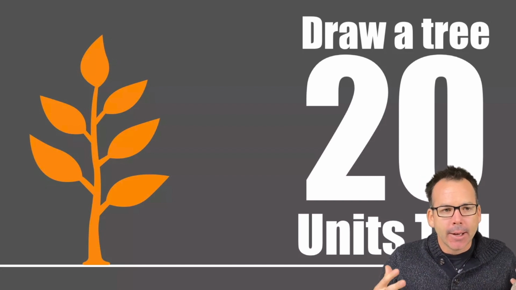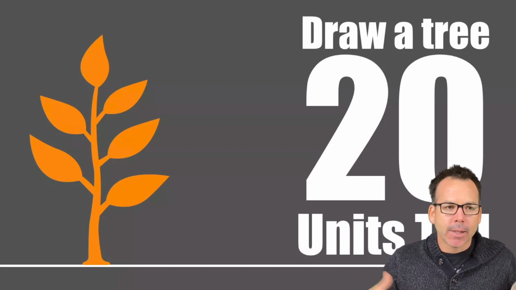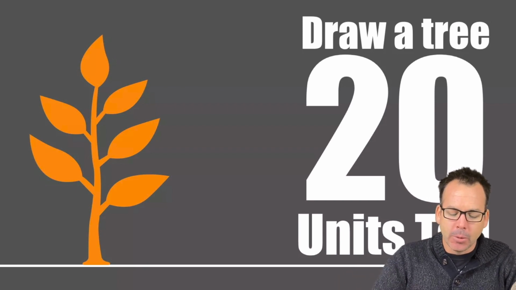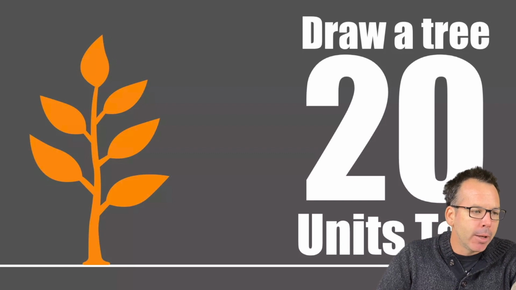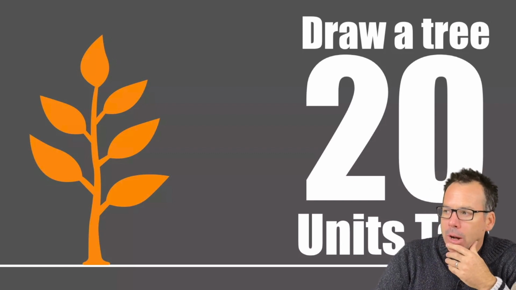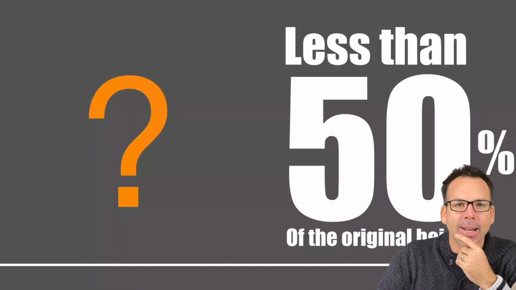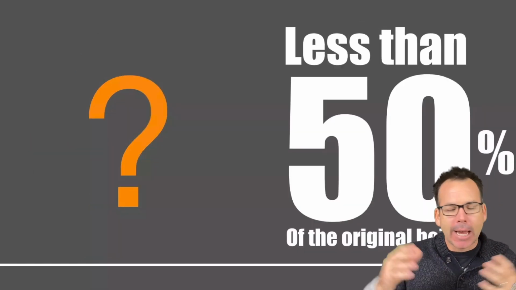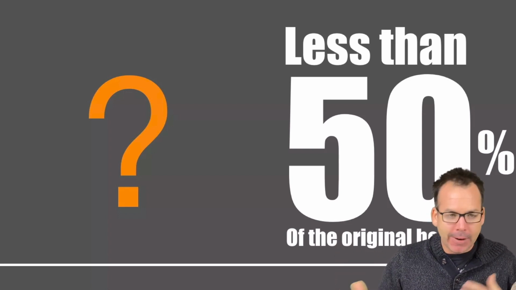White board flip charts are great because one side is clean and white, and the other side has a grid. So we used the grid side. They drew a tree 20 units tall, any tree they wanted, whatever it looked like. Then right beside it, I wanted them to draw a tree that was less than 50% of the height. This was a percentage lesson. I wanted students to understand how to calculate percent of different values of totals.